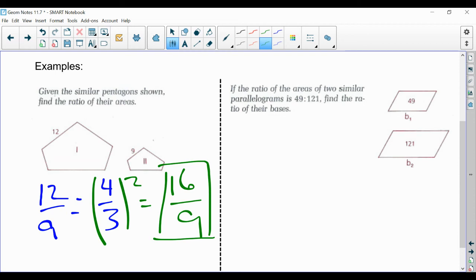Okay, the second one says, if the ratio of the areas of two similar parallelograms is 49 to 121, find the ratio of their bases. Now, I'm sure you're looking at that and just saying, okay, it's obviously 7 to 11. You're just going to take the square root of 49 and 121, and that's going to be the ratio of corresponding bases. So that would be 7, and that would be 11. So maybe the better question is, what's the ratio of their perimeters?